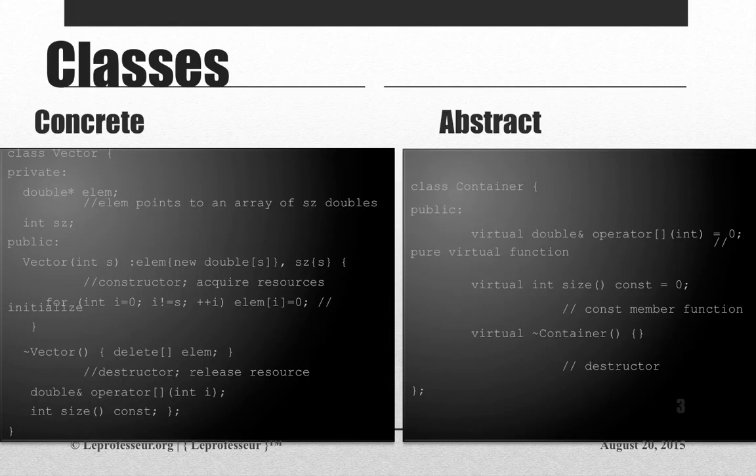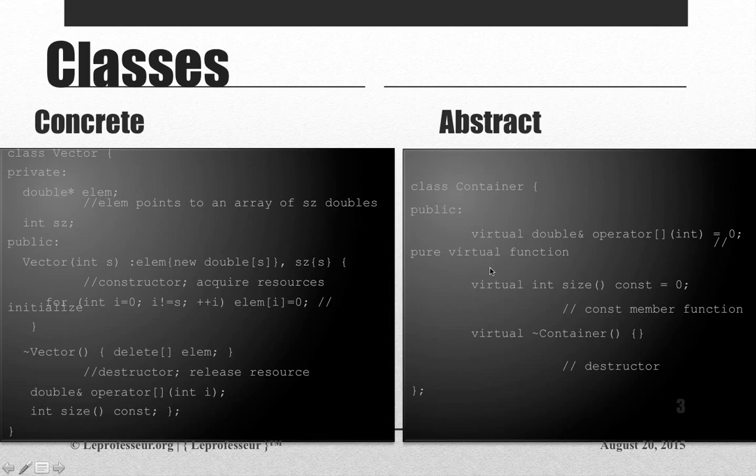Now let's see how we can implement this in code. A concrete class is simple. It's a regular, standard way of defining a class. It has private members, public members, constructors, destructors. It's a part of the class definition: how the constructor acquires the resources, and how the destructor deallocates the resources when the object is out of scope. On the other hand, the abstract class.